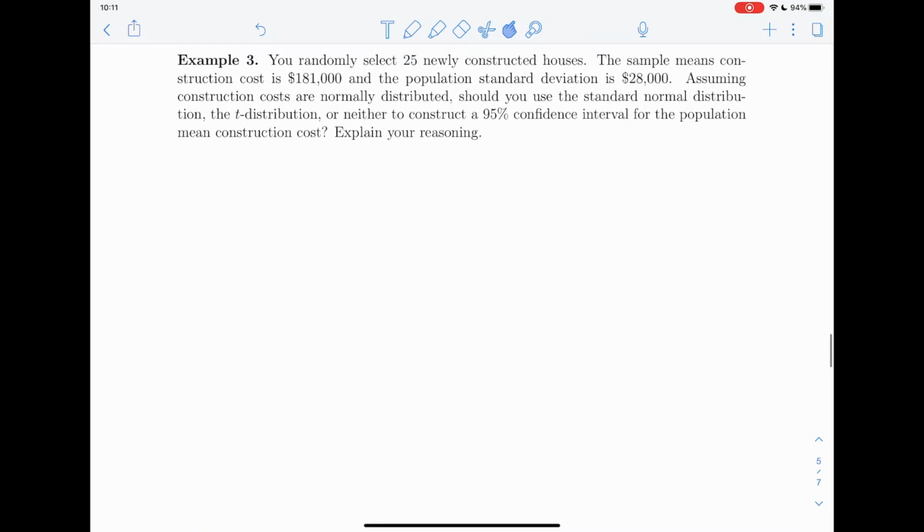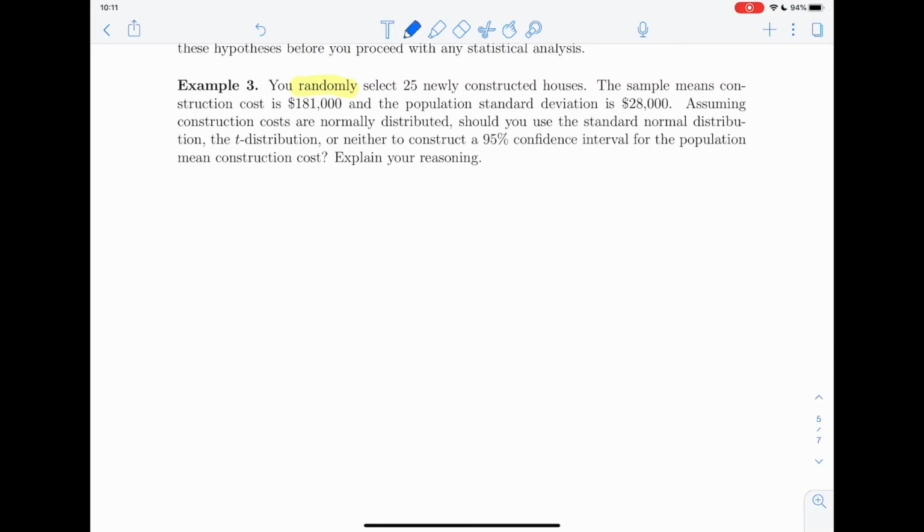So this example would be representative of how we should start our train of thought. We start by reading this and we read, okay, we randomly select 25 newly constructed houses. So right off the bat, we know n is equal to 25. Note that that is less than 30, so we have to hope somewhere that something about these houses is normally distributed.